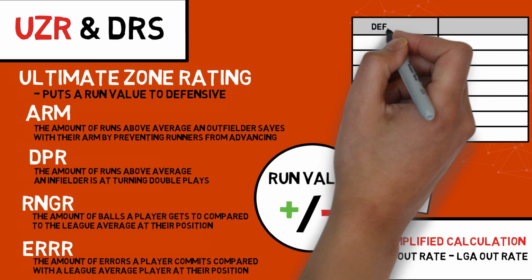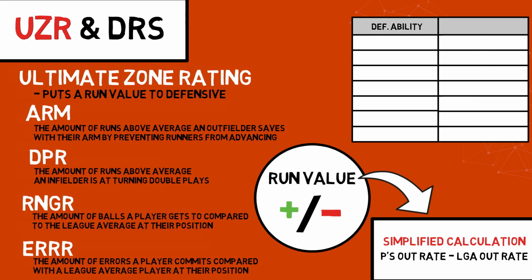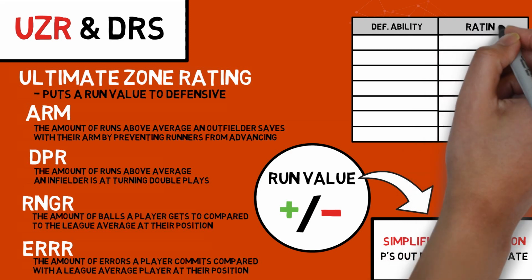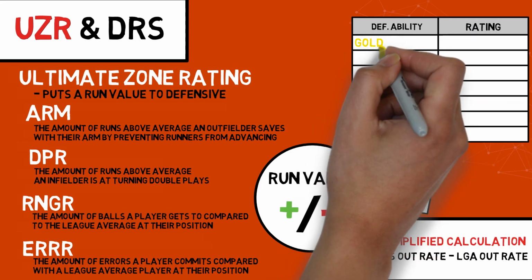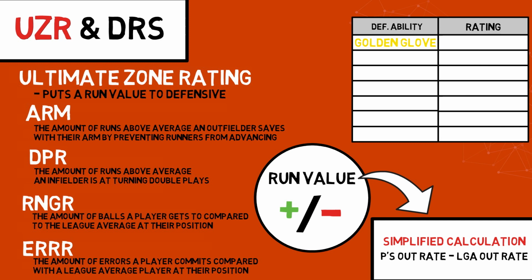Next, let's look at a scale of UZR to give you an idea of where your favorite players may rank next time you look over on FanGraphs. A Gold Glove caliber player typically hosts a UZR rating of above 15.